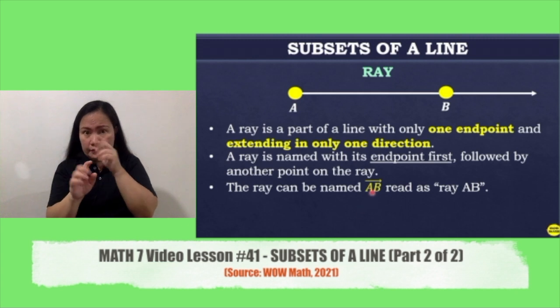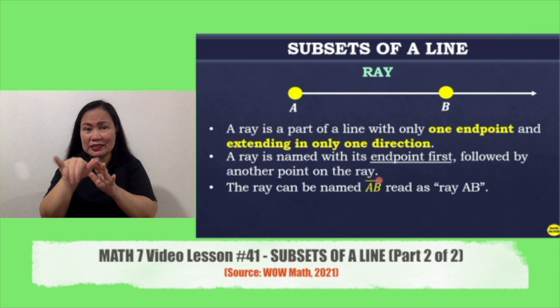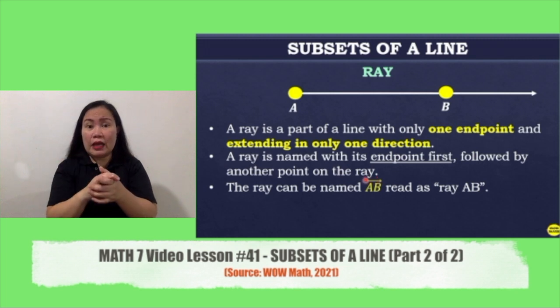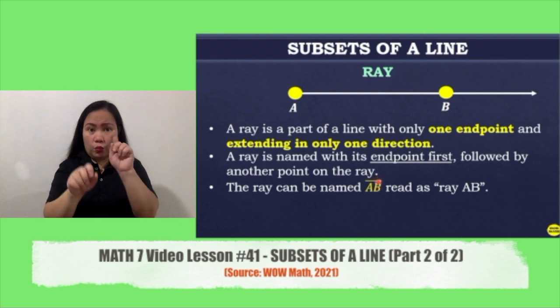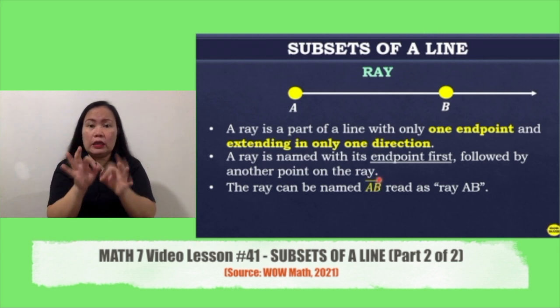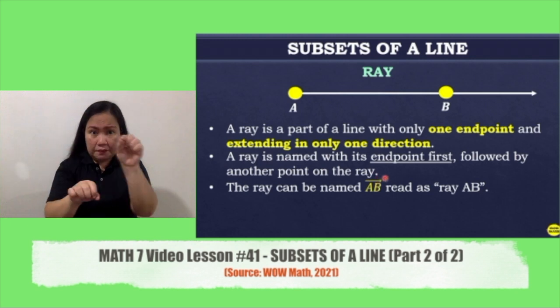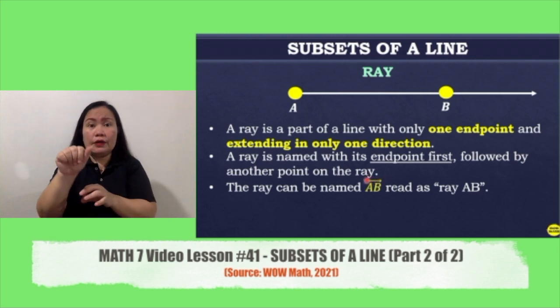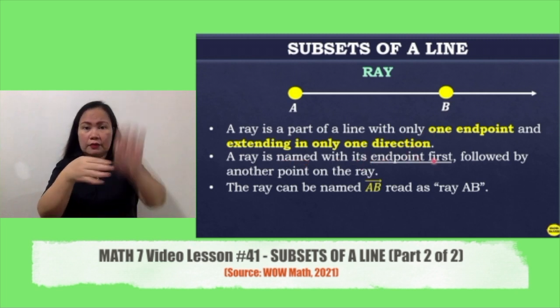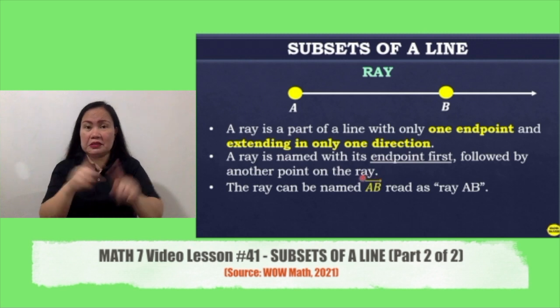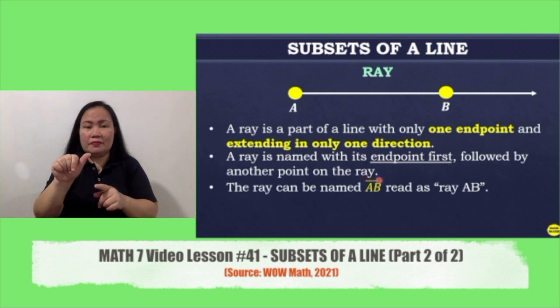Now, tingnan nyo po yung ating symbol. Kapag line, dalawang arrow. Okay? Kapag line segment, wala siyang arrow. Kapag ray, isa lang po yung arrow niya. Okay. Ang arrow niya ay lagi pong nasa kanan. Ang endpoint po lagi ang nasa unahan. Kaya nga po sabi dito, a ray is named with its endpoint first. Kaya ang symbol niya, ganun din. Endpoint muna bago yung infinite direction.